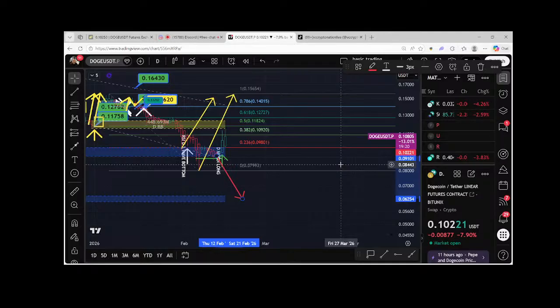And this is where you have to implement things into your strategy called confirmations, right?